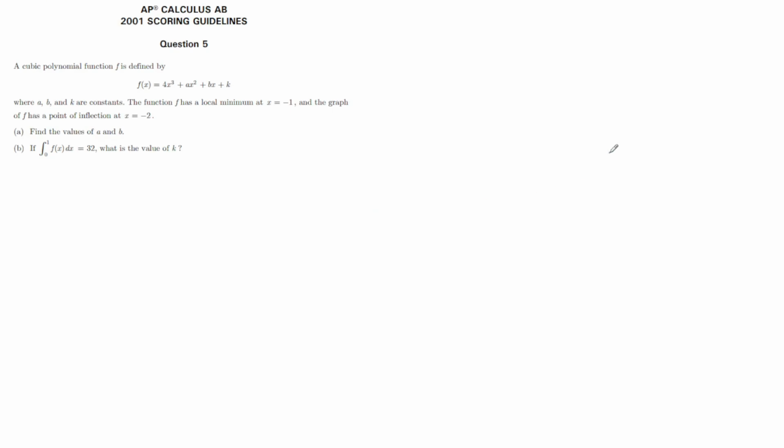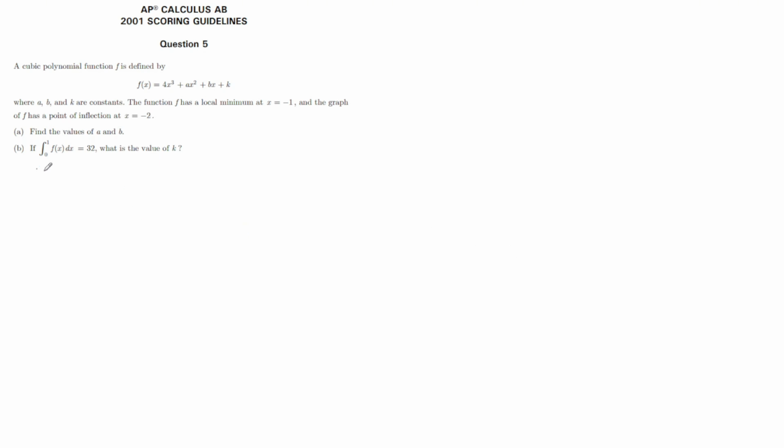Let's look at the fifth question on the 2001 AP Calculus AB free response section. It says a cubic polynomial function f is defined by f of x equals 4x cubed plus ax squared plus bx plus k, where a, b, and k are constants, so that's important. And the function f has a local minimum at x equals -1, and the graph of f has a point of inflection at x equals -2.